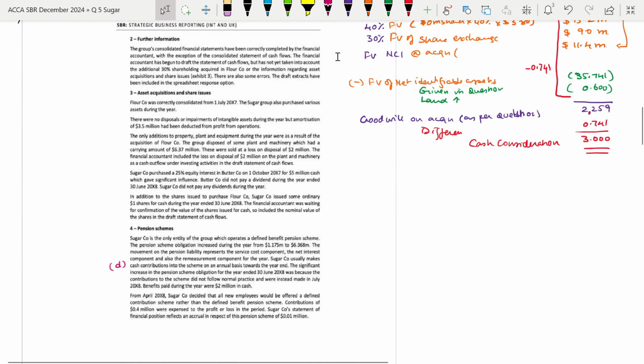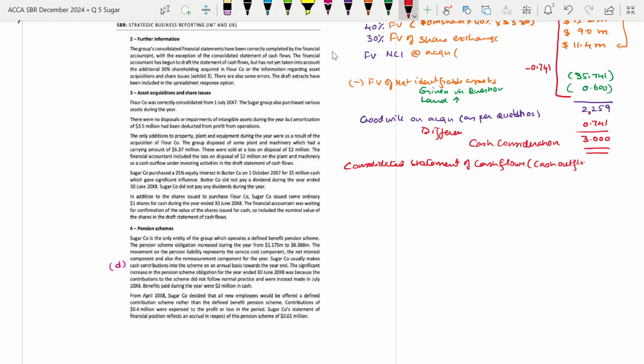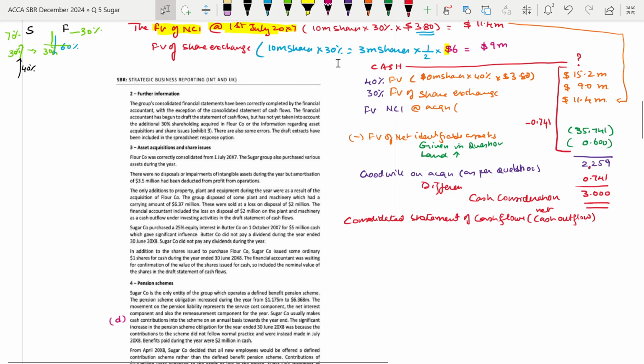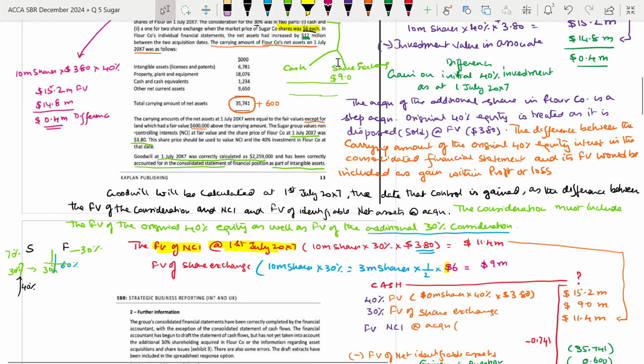Now, how can we calculate the net we have when we are doing the consolidated statement of cash flows? We should know what the cash outflow is. What is the cash outflow? How much can we say is the net cash outflow? Can you calculate? Can we calculate net cash outflow?